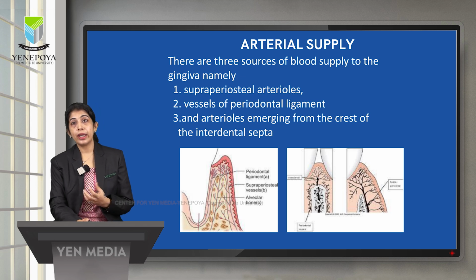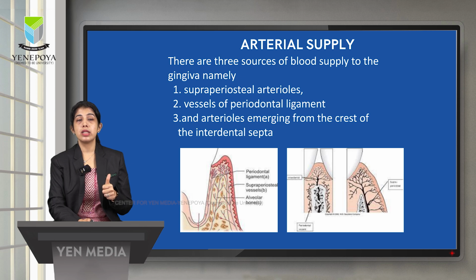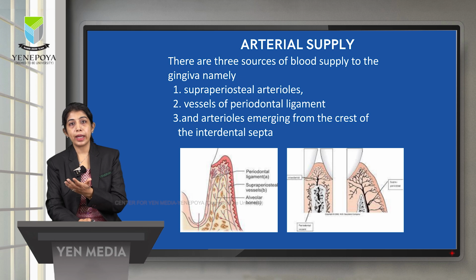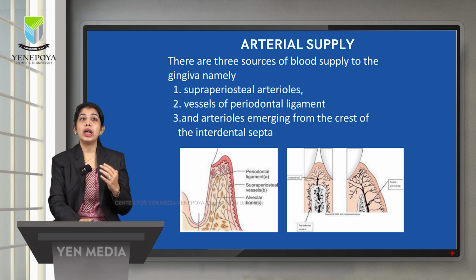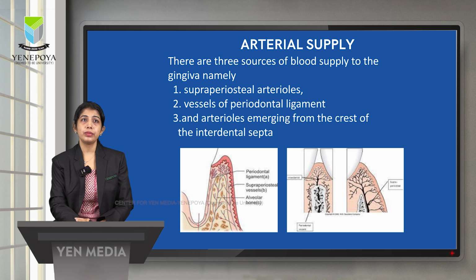Coming to the blood supply or the arterial supply, there are three main vessels through which the blood supply to gingiva occurs. One is the supraperiosteal vessels or the arterioles that come from the periosteum of the underlying bone. Vessels from the periodontal ligament, because one of the major functions of your PDL is to provide nutrition or blood supply to the overlying gingiva. Arterioles that emerge from the crest of the interdental septa. So these are the three main sources of blood supply to gingiva.